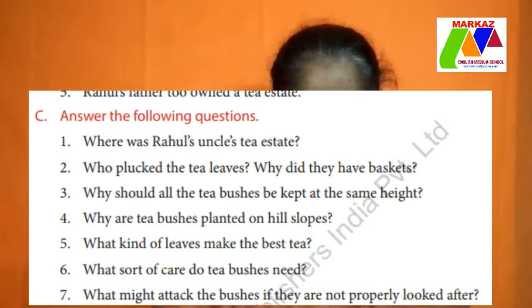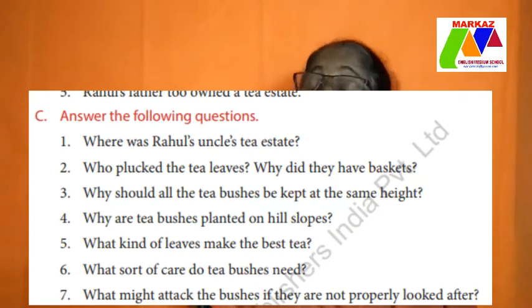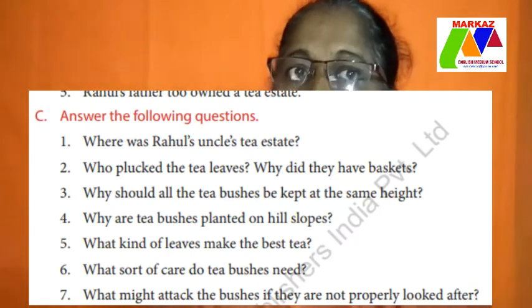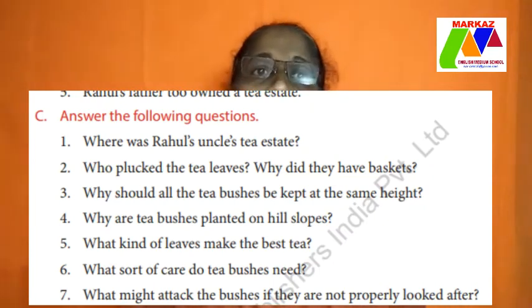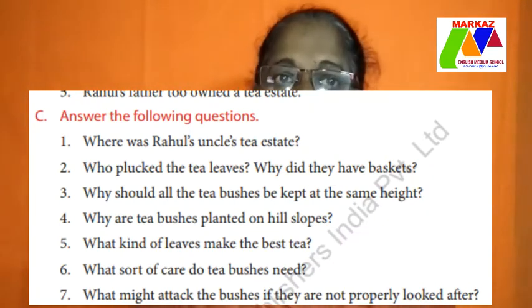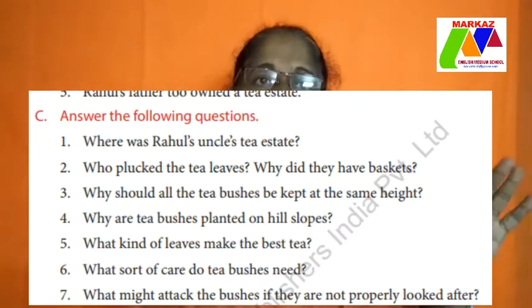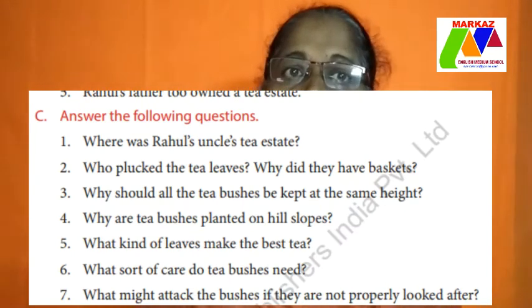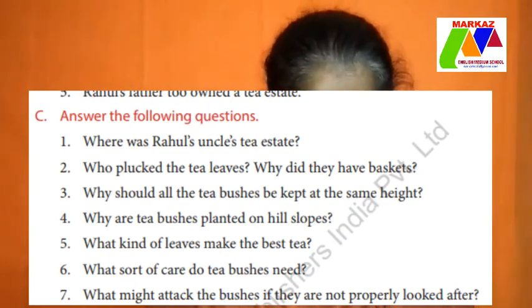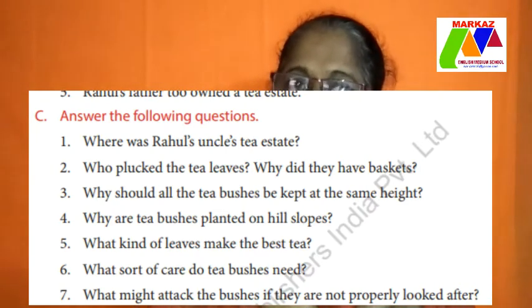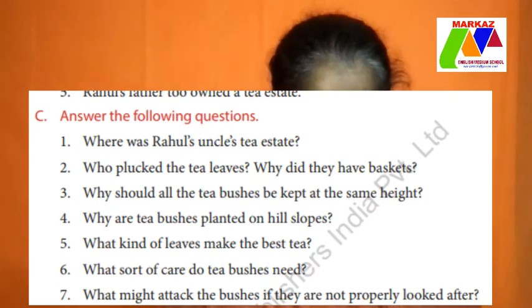4. Why are tea bushes planted on hill slopes? Now, tea bushes as a rule, they require a lot of water for their growth, but this water should not clog at the roots or collect at the roots, and that is why they are planted on hill slopes so that the water runs down and doesn't clog at the roots. 5. What kind of leaves make the best tea? 2 new leaves with a bud will make the best tea.